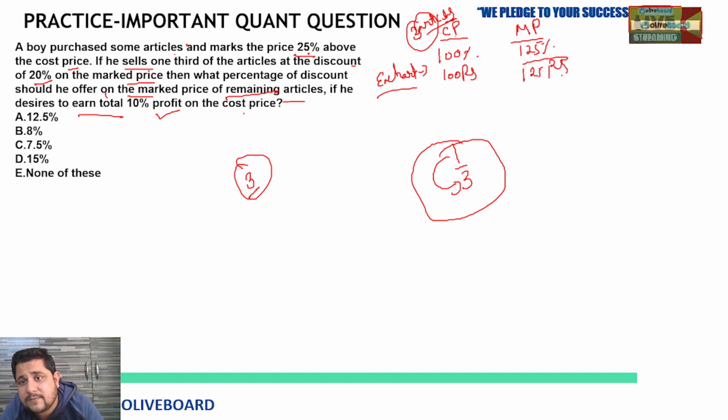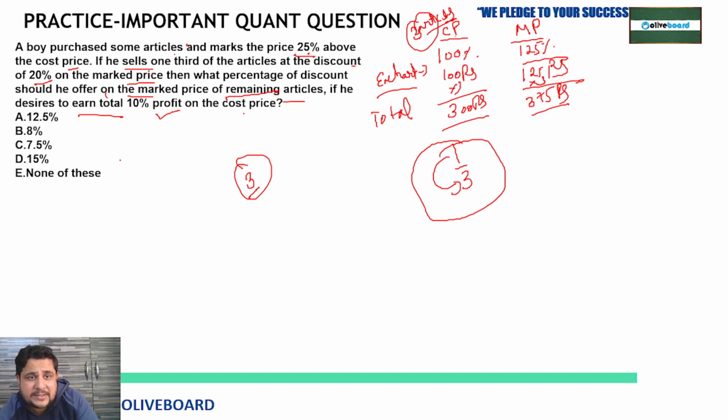125 rupees. Fine. So total pricing will be 100 into 3, so 300 rupees. And total marked price of 3 articles, 125 into 3 means 375 rupees. Are you getting the point? Okay. Then if he sells one third of the article at a discount of 20%, one third means one article. So each article price is 100 rupees.